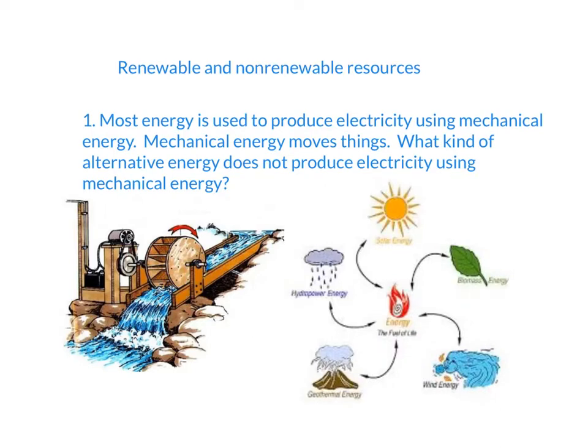Okay, now we have a new picture, and this picture shows about 5 different forms of renewable energy. We have solar energy, we have biomass, wind energy, geothermal energy, and hydropower energy. So the question was, what kind of alternative energy does not produce electricity using mechanical energy? So I want you to look at these 5 pictures and think about it.